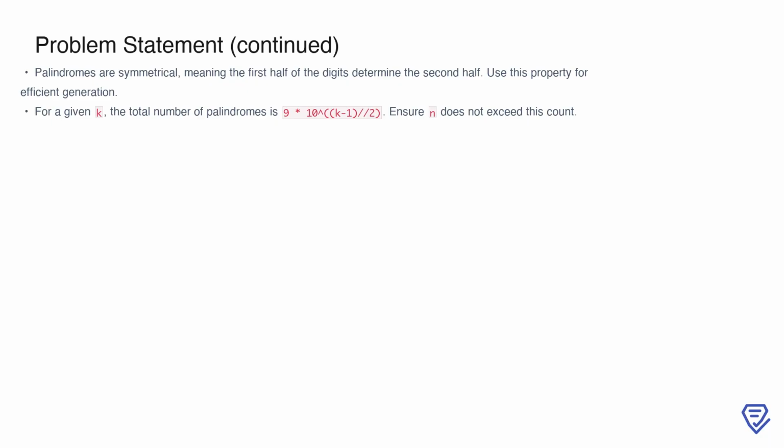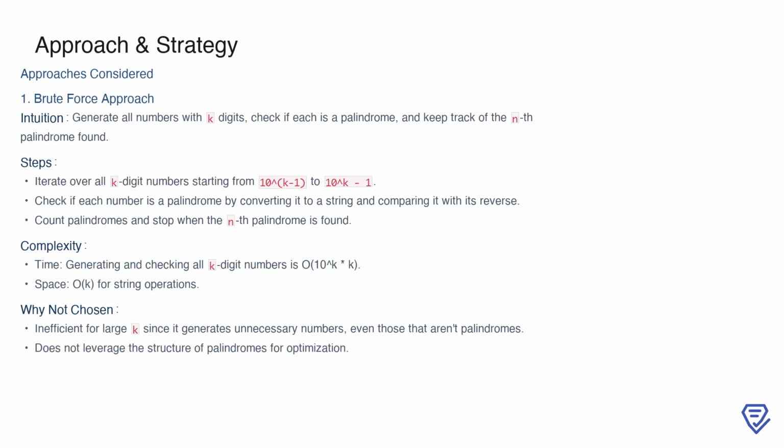By leveraging symmetry and limiting calculations to the first half of the palindrome, we can generate the required palindrome without iterating through all possibilities. This approach ensures the solution is both efficient and scalable, even for large values of k and n. To start, let's explore the brute force approach.